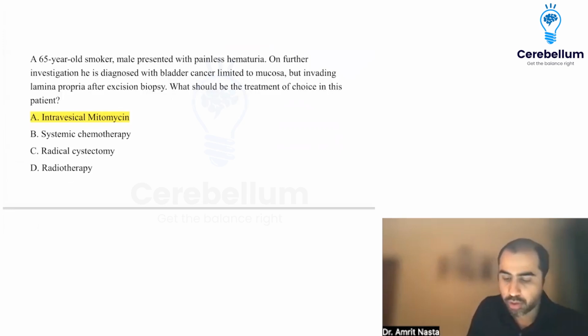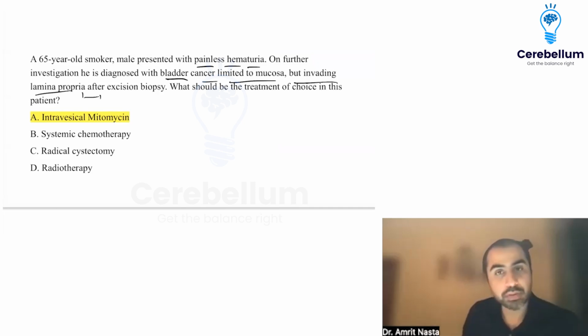65-year-old male smoker presents with painless hematuria. He is found to have bladder cancer, limited to mucosa, but invading lamina propria. What is the T stage of this bladder tumor? Limited to breaching lamina propria. What is the T stage? This is pathological T1. Very good.